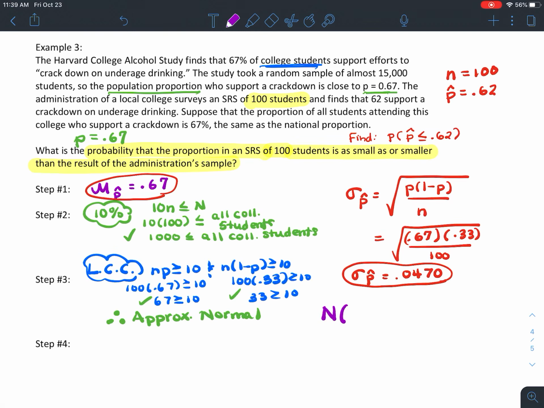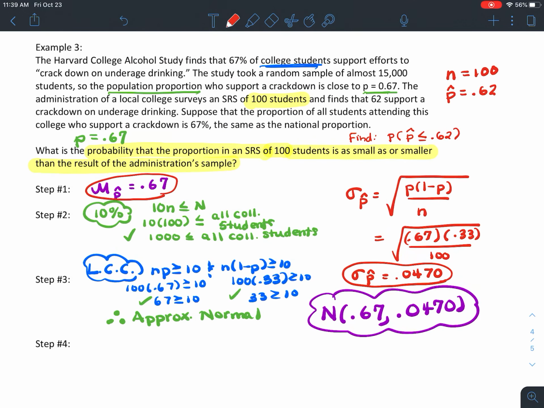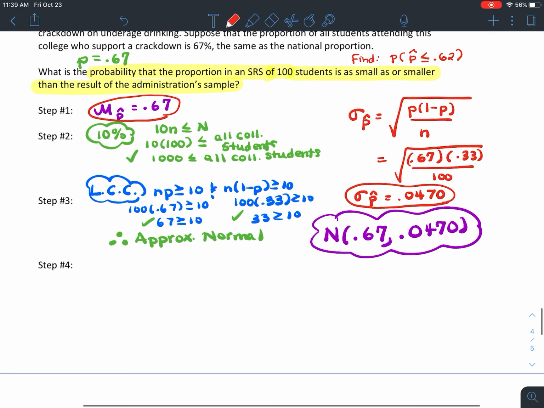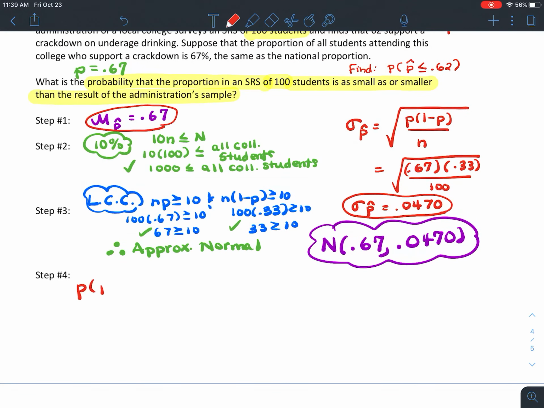So I'm going to go ahead and summarize all these components here. We did this back in chapter 2. We use the N for the shape, normal, followed by the center, and followed by the spread. This is what we would want to use when we get down to step number 4 and we actually are ready to answer the probability aspect of this problem.